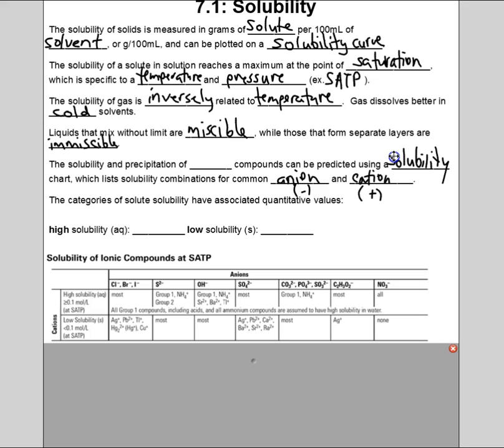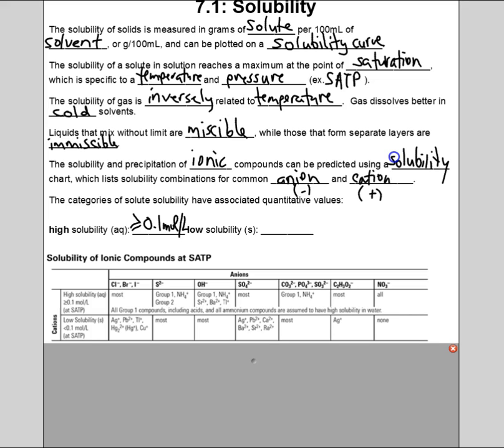Not all combinations are shown, of course, but all of these compounds are ionic in their nature. When we look at the categories, they're broken down quantitatively. They have a threshold of 0.1 moles per liter, and if we have high solubility, then it's greater than or equal to 0.1 moles per liter.